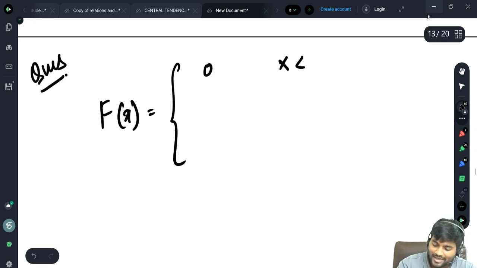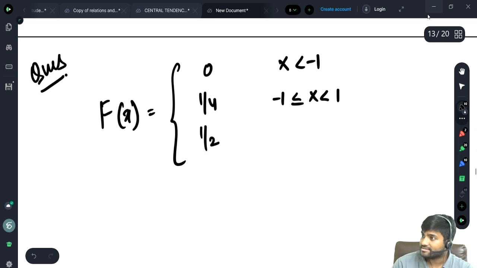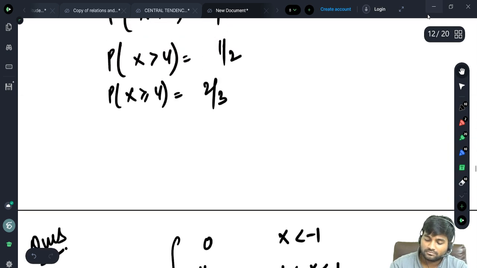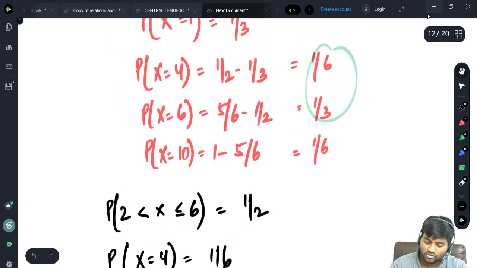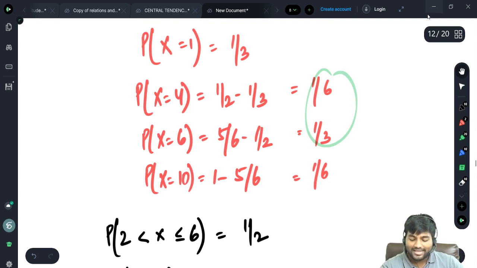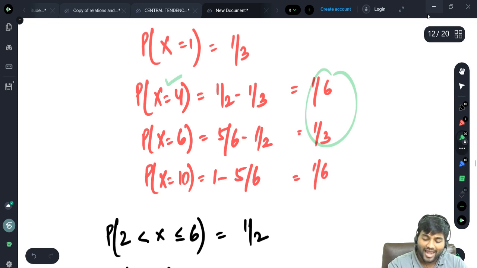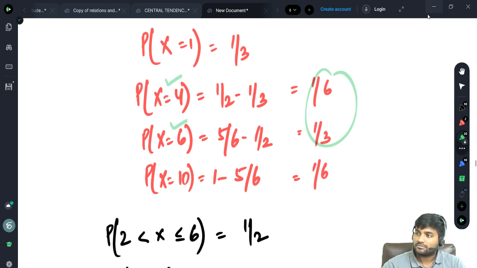0 for x less than minus 1, 1/4 from minus 1 to 1, half, yes. Sure, so it is greater than 2 and less than or equal to 6, right? Greater than 2 means 4, 6 and 10, but it is less than or equal to 6. So what we are going to do is we are excluding 10 and 1. So we are taking 4 and 6. Okay.